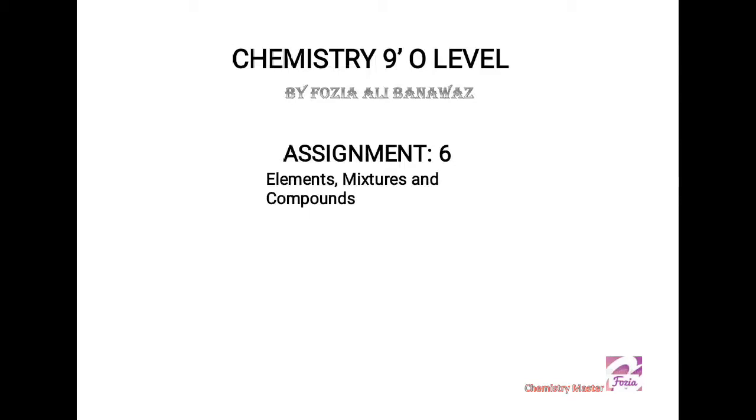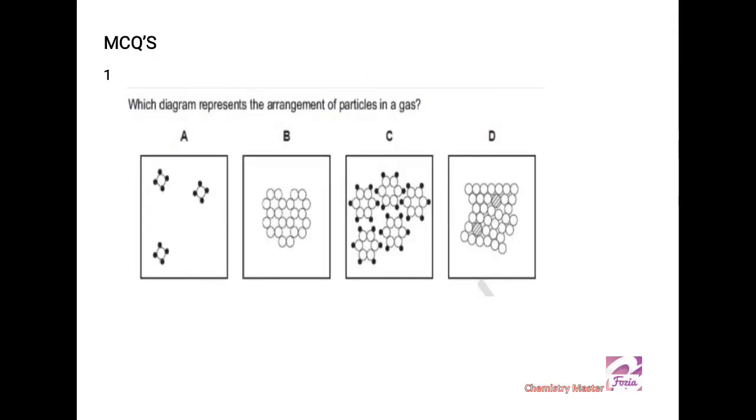So let's begin assignment number 6, which is from the topic elements, mixtures, and compounds. We begin with the name of God. The worksheet begins with MCQs, and the very first MCQ is: which diagram represents the arrangement of particles in a gas? When matter is in gaseous state, the particles are very far away, having the maximum kinetic energy, and the intermolecular distance is also very large. So it must be option A.